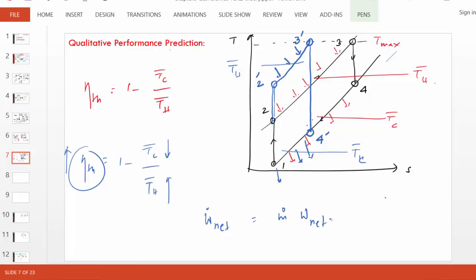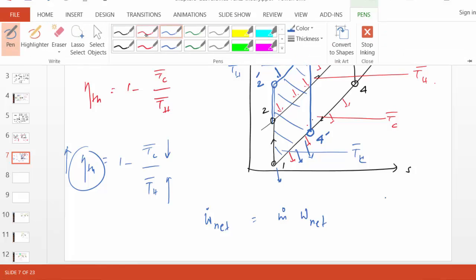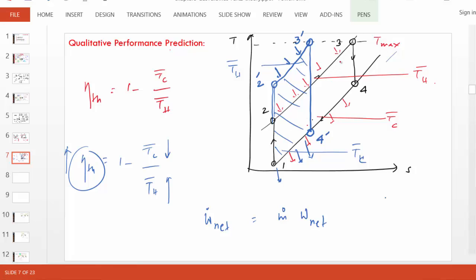However, it is difficult to say if the blue area included inside the blue cycle is bigger than the red area. So our conclusion would be, well, we don't know how the net power will change.